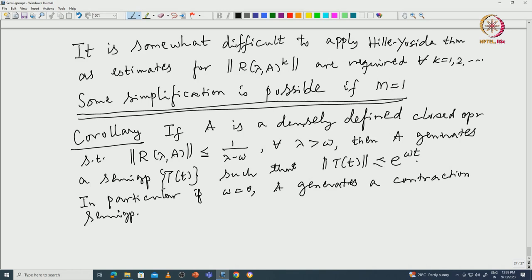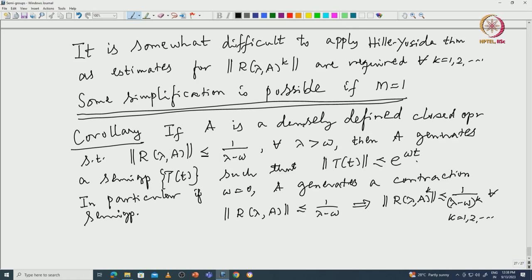So, of course, we are going to apply Hille-Yosida theorem to prove this corollary. So, this is a one line proof. So, norm of R lambda A less than or equal to 1 by lambda minus omega implies, so here we are saved, we can take any power, 1 by lambda minus omega to the k, for all k equal to 1, 2, and so on. Okay. So, the conditions of Hille-Yosida theorem are satisfied with m equal to 1 and this omega. Okay. So, when we take omega equal to 0, then we get a contraction semi group.